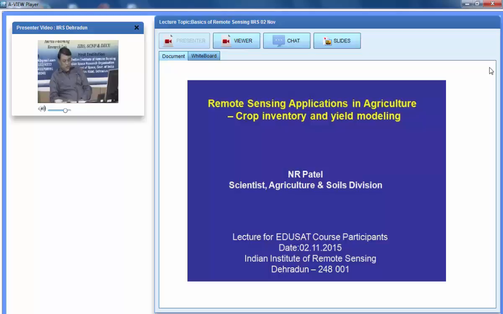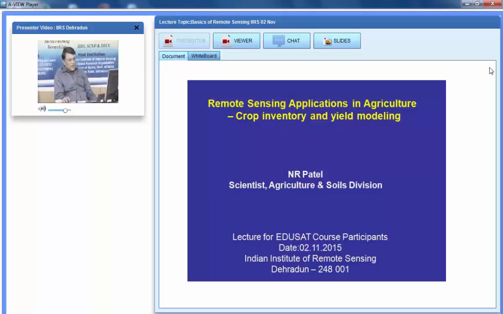Good afternoon. Today I'll briefly introduce how remote sensing can be useful in agriculture, with major emphasis on crop inventory and yield modeling. There is a dearth of remote sensing related applications being evolved in India.